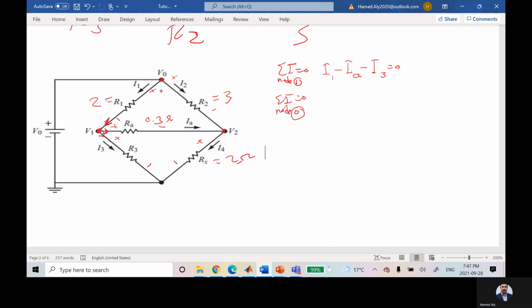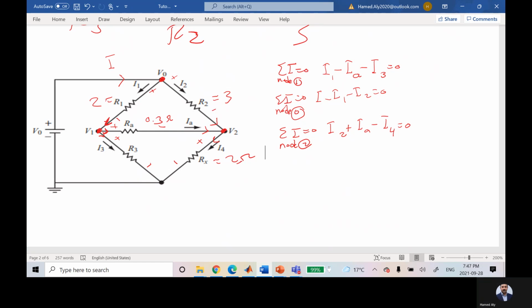Then summation I is equal to 0 for node 0. Actually, I have a current here, which is I, for example, and I have I1 and I2, so I can say I minus I1 minus I2 is equal to 0. Then summation I is equal to 0 for node 2. This is node 2. This guy is entering, this guy is entering, and this guy is leaving. So I can say that I2 plus IA minus I4 is equal to 0. Is there any mistake?